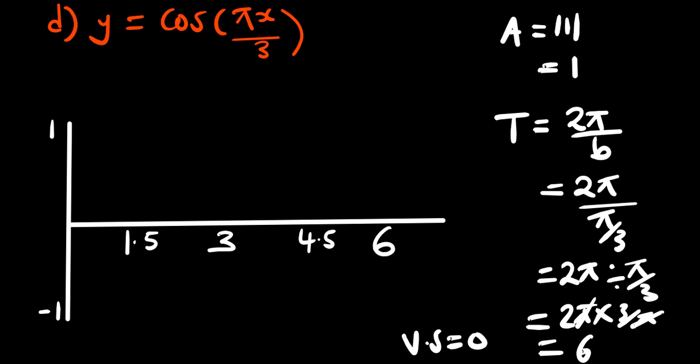So it is again going to start at the maximum here and it's going to end at the maximum here. Therefore it's going to pass through this point, it's going to pass through this point, and it's going to pass through that point. So how is our graph going to look? Going to move like that, passes through these points and like that. So this is a graph of y equals cos pi x over 3. So let's solve another one.